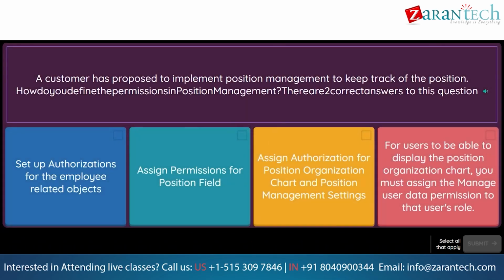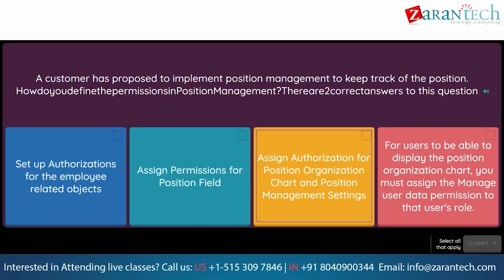Question: A customer has proposed to implement position management to keep track of the positions. How do you define permissions in position management? There are two correct answers to this question. Option 1: Set up authorizations for the employee-related objects. Option 2: Assign permissions for position fields. Option 3: Assign authorization for position organization chart and position management settings.